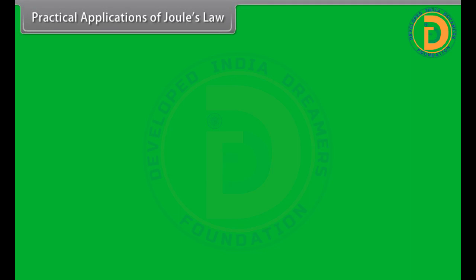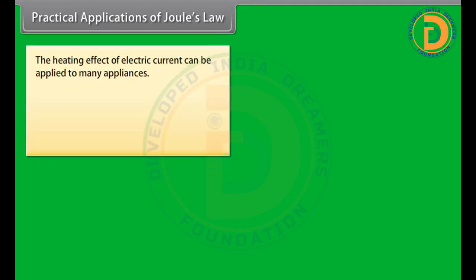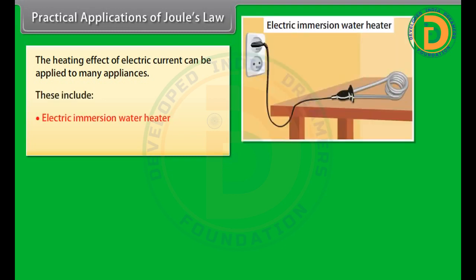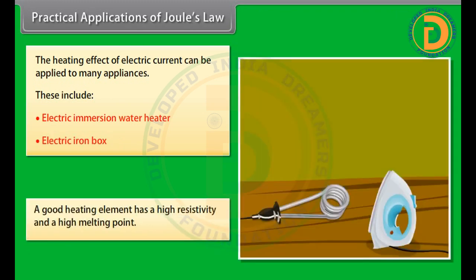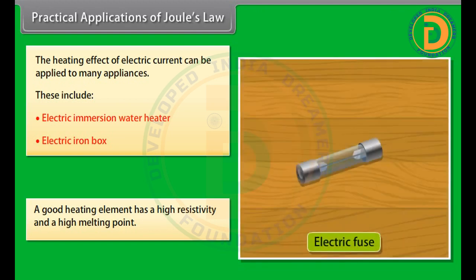Practical applications of Joule's law. The heating effect of electric current can be applied to many appliances. These include electric immersion water heater, electric iron box. A good heating element has a high resistivity and a high melting point. For example, an electric fuse is an example of heating effect of electric current. The rating given as 3A of an electric fuse states that the maximum current it can sustain is 3 ampere.